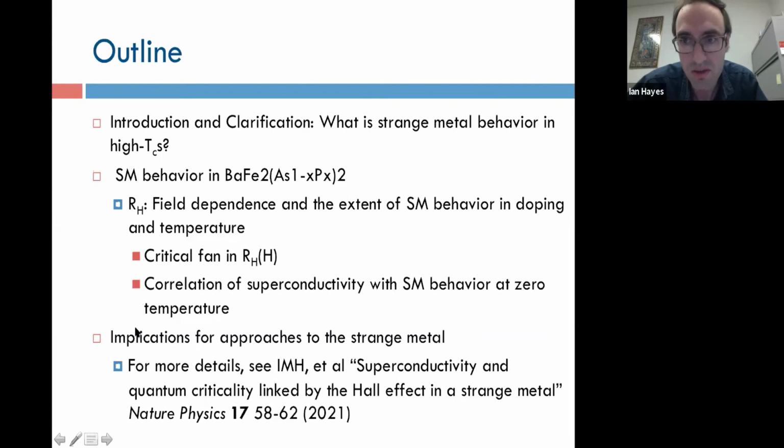And then hopefully I'll have a few minutes to say what I think the broad implications of these results are for strange metal physics and high Tcs. And if you have further questions on this that I can't answer today, I'll just point you to the paper we just published on this exact subject just a few months ago.